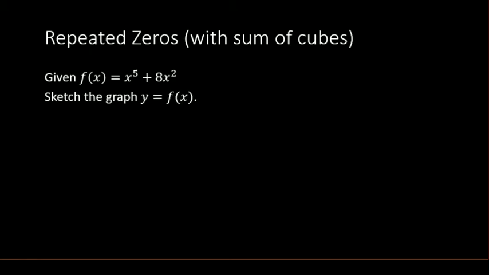Let's do another repeated zeros example. This time I need to hit sum of cubes because it was in the outline. So I'm going to start with x to the 5th plus 8x squared. The greatest common factor here is x squared.